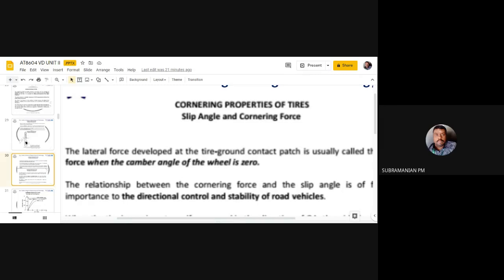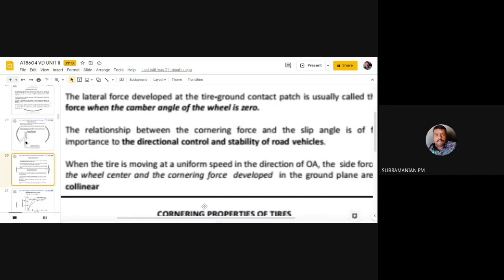when the slip angle is getting increased, what will happen to the cornering force? When you understand the relation between cornering force and slip angle, you can examine the vehicle maneuver, that is, the directional stability of the vehicle. You can say whether the vehicle is stable or not, whether it is under your control, that is, if you want to turn, how it does handling. So everything will be decided by studying the relationship between cornering force and slip angle.